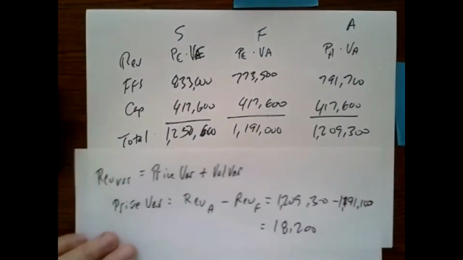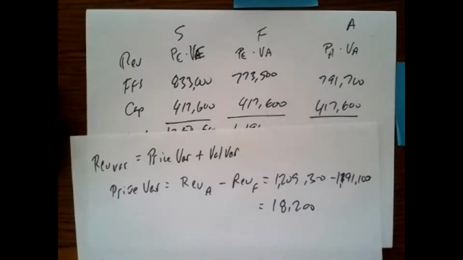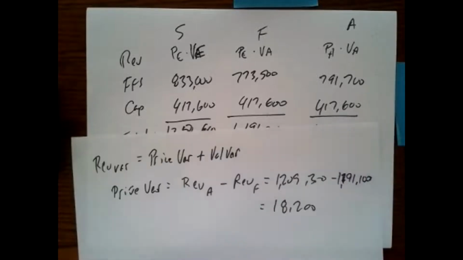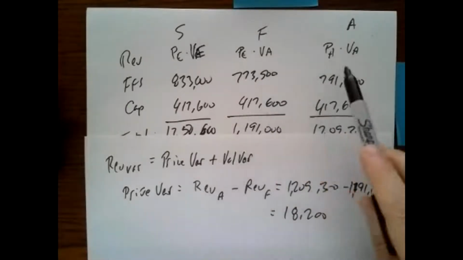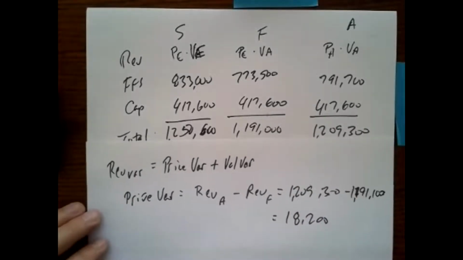What does that tell us? Well, our revenue variance, which we calculated was negative 41,300. We actually had a positive price variance of 18,200. So our prices increased, right? Our price per unit increased, holding volume constant. So that means that our volume variance must be down quite a bit.